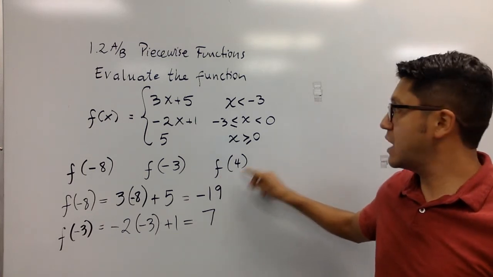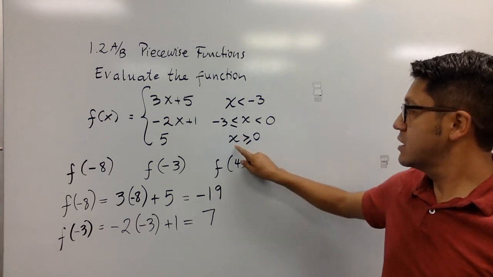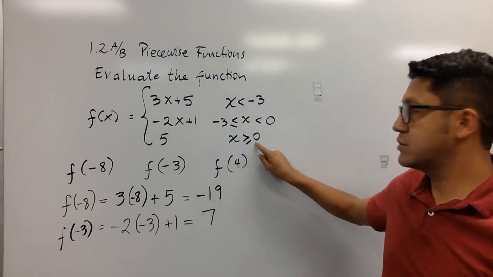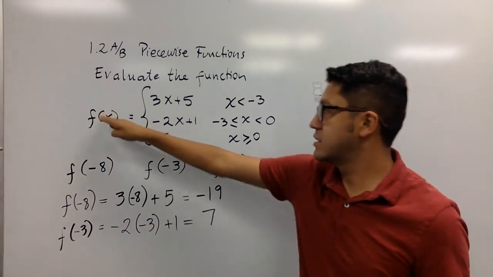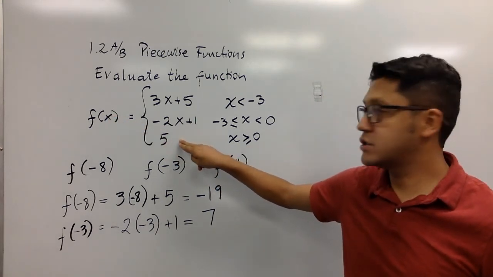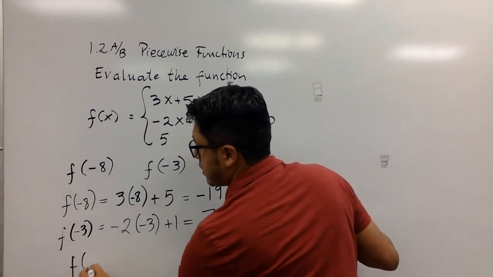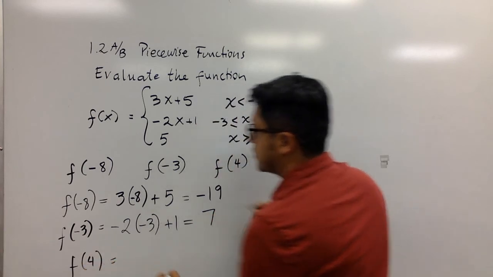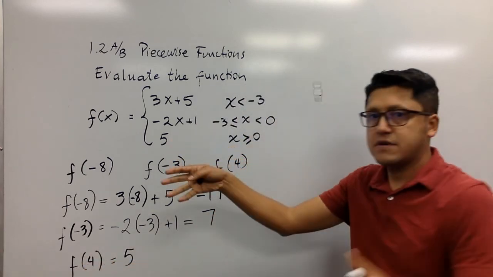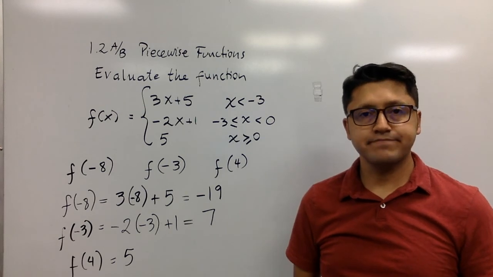And finally, f of 4. 4 is a positive number, and according to this domain, the values that are greater than or equal to 0 are assigned this piece of the function. So f of 4 equals 5, and that's it. And we're done. Okay?